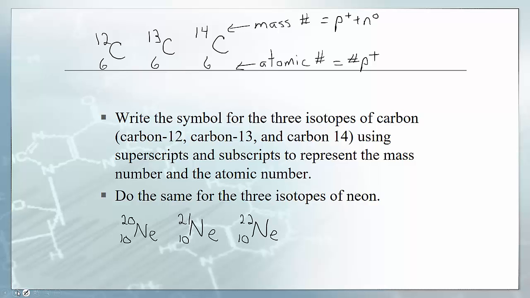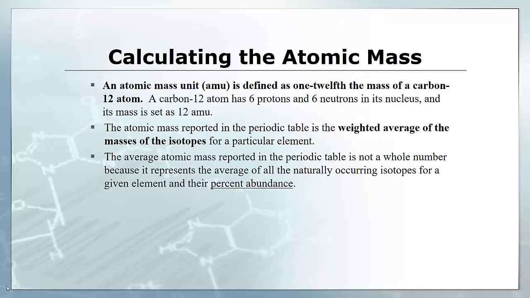So if I want you to calculate the atomic mass, it is based on the idea that the proton and the neutron both have a mass of 1 AMU. An atomic mass unit is what an AMU is. It is by definition 1/12 the mass of a carbon-12 atom. A carbon-12 atom has 6 protons and 6 neutrons, therefore its mass is set at 12 AMUs. In other words, 1 AMU is the mass of 1 proton or 1 neutron.